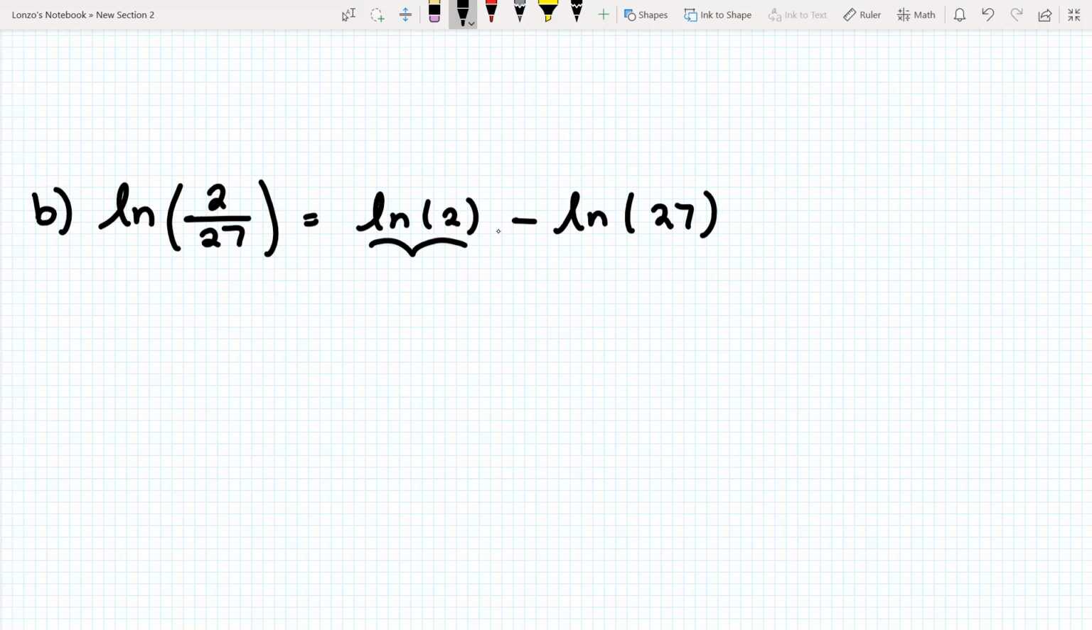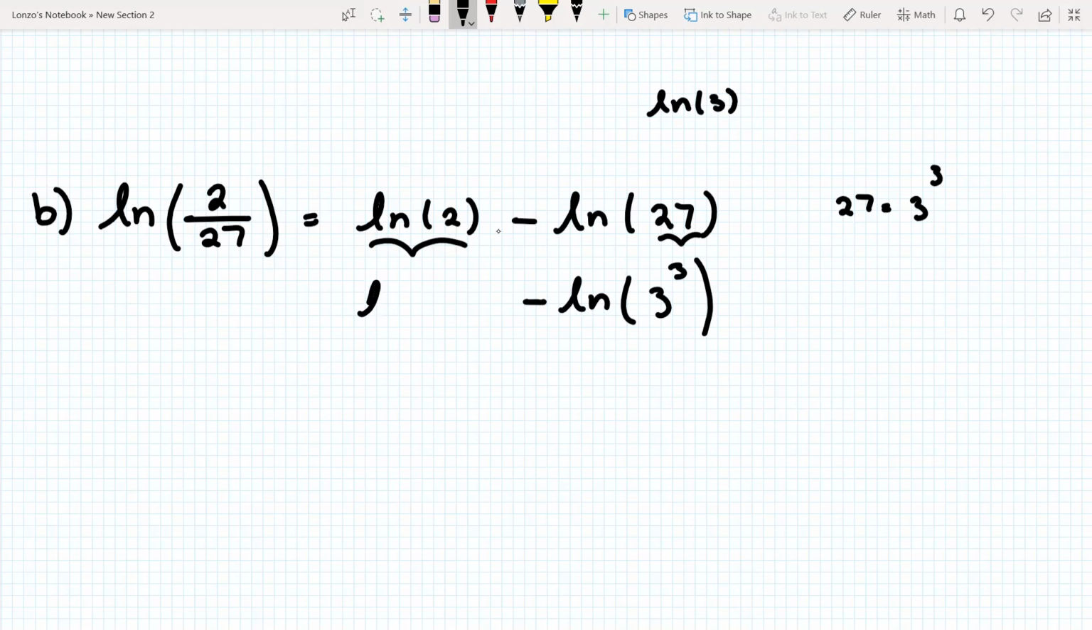So what could I do? Why not just change 27 into a different, common base? Is there a base where something cubed will give you 27? Yes, 27 can be written as 3 to the third, right? And the reason why I do 3 is because we need everything in the common base of ln of 3, right? So let's do that. That would be minus ln of 3 raised to the third power. And then over here we have ln of 2.